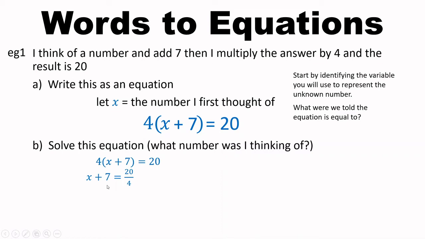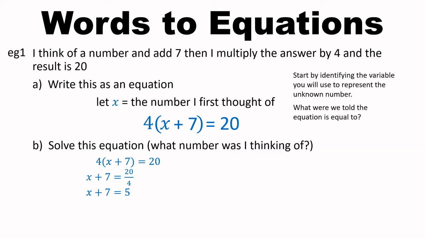That leaves me with just x plus 7, and the 4 has moved from the left-hand side over to the right-hand side, and we're dividing the 20, which was already there, by 4. Remember, the order is important. It's 20 divided by 4, not 4 divided by 20, because the 20 was there first. So x plus 7 must be equal to 5 then, but we want to know what the value of x is. So let's get rid of that 7.